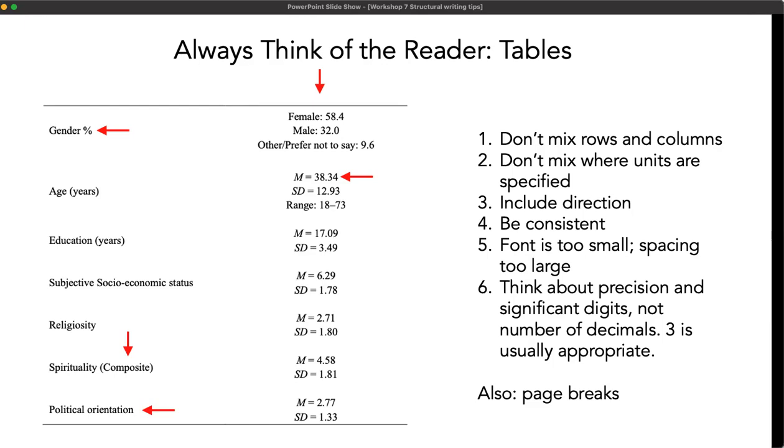Not just line breaks, but use a page break like command return, which will make sure it stays at the top of a new page.